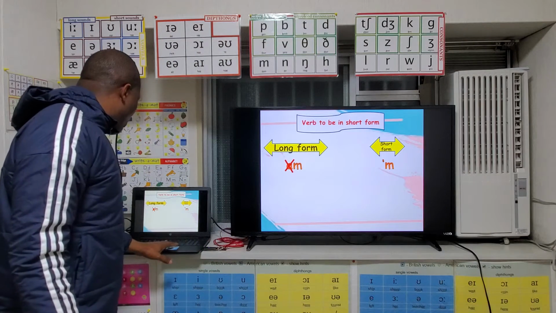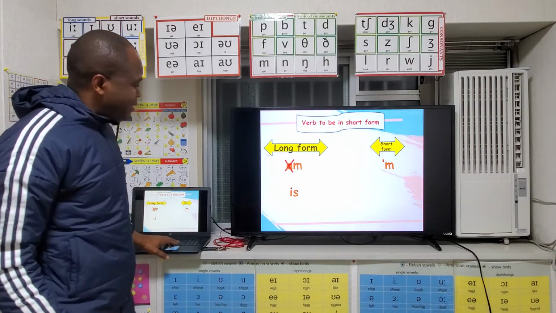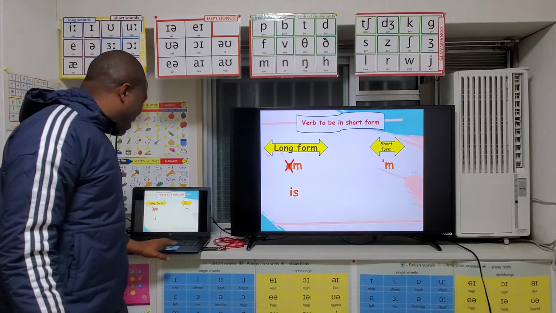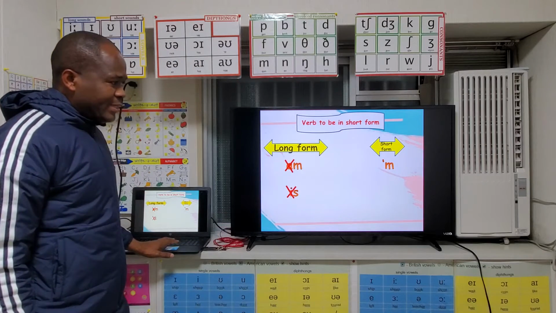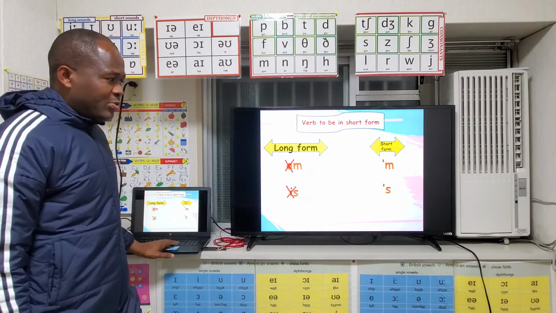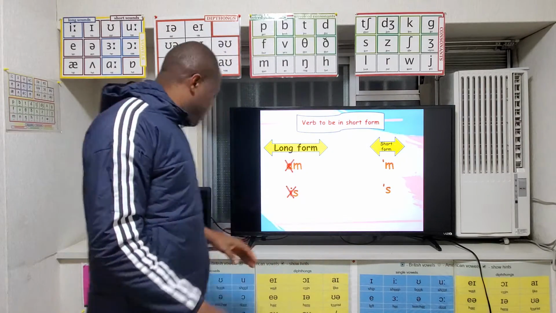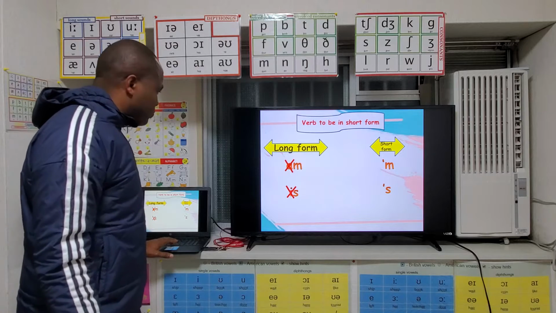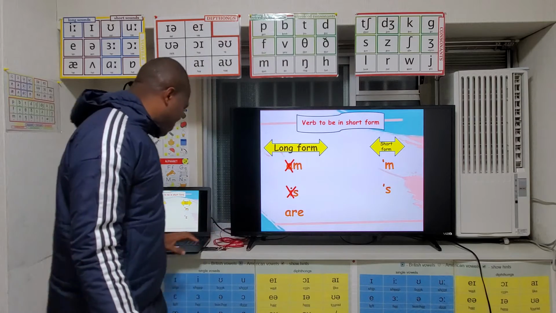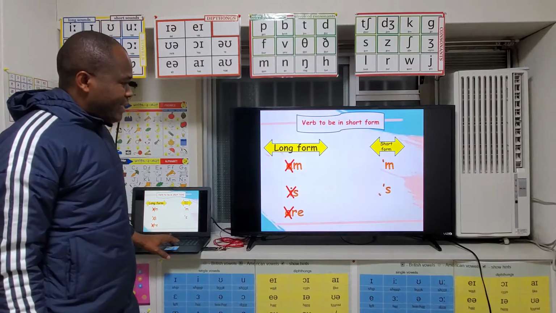Let's go further. We look at is in the same format. We just remove the I and replace it with an apostrophe. So you're going to have something ending like this, an apostrophe and s. Later, we're going to learn how to pronounce them in combination or in a sentence. Then we have are. It's the same thing. Remove the first letter and replace it with an apostrophe. So the same format, and this makes it easier and straightforward.